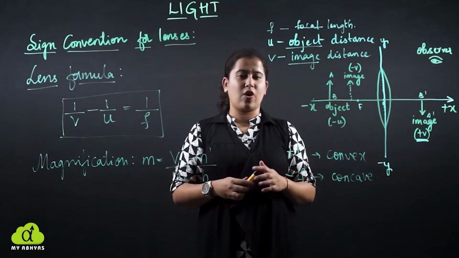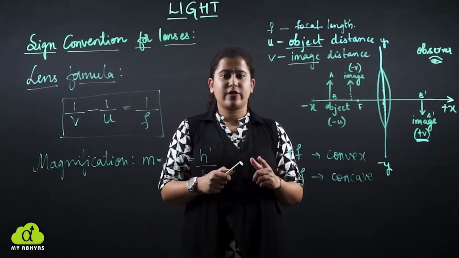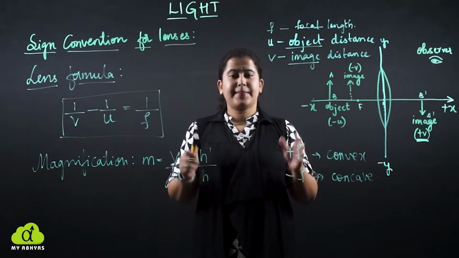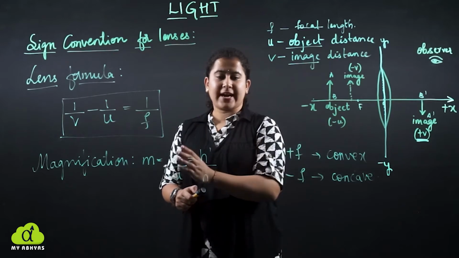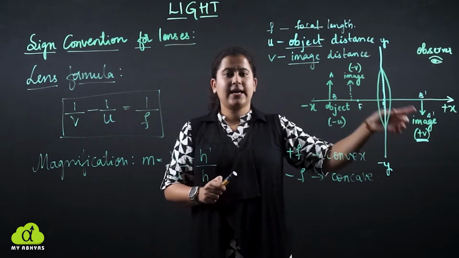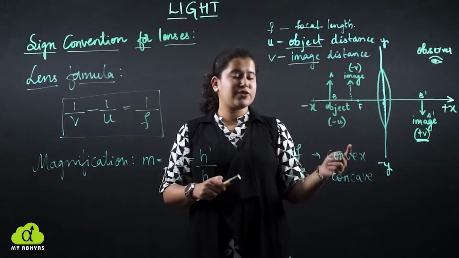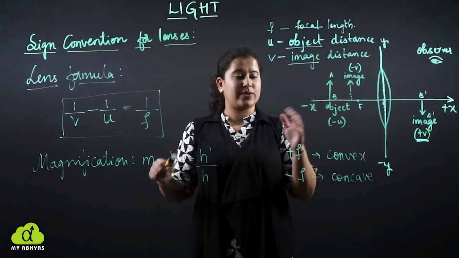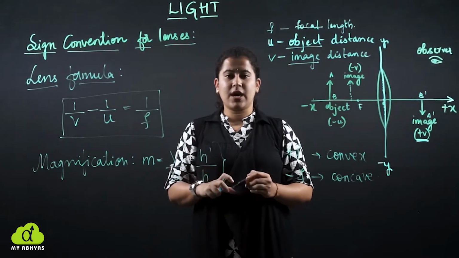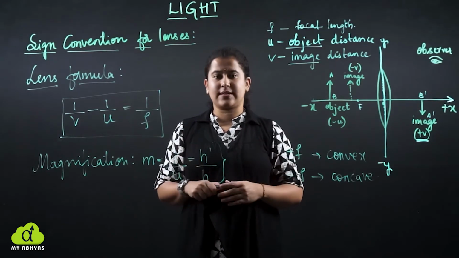Most of the times, whenever the object is taken, in the case of convex, it will be positive, and in the case of concave, it will be negative, because the image formation will be on the left side. The magnification for a convex lens will be positive because the image formed will be at the right, and the magnification for a concave lens will be negative because the image formation will be towards the left. Clear? I hope you know this, because we used a similar formula in the mirrors. For the magnification itself, and for the lenses also we'll be using the same formula.